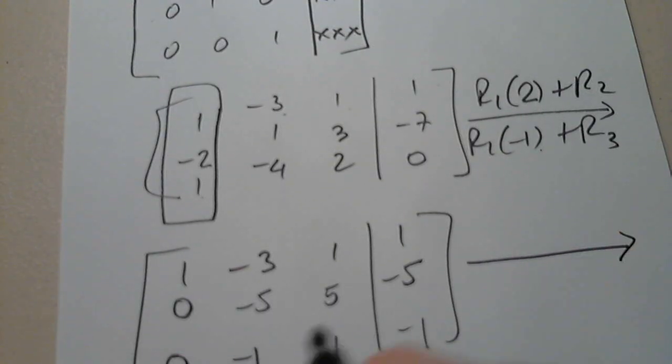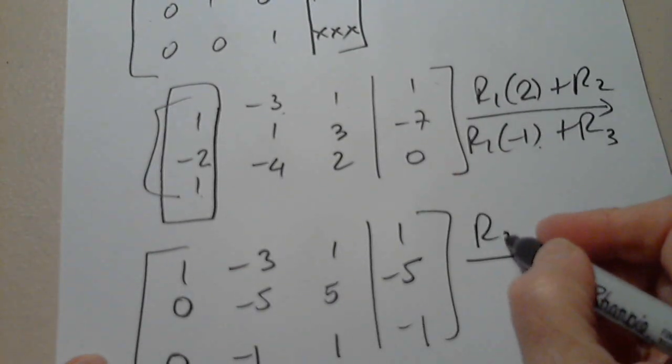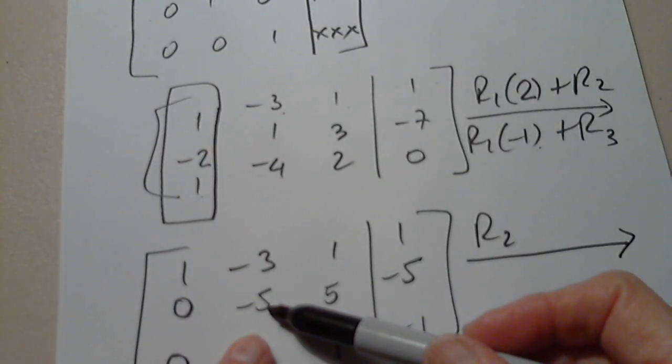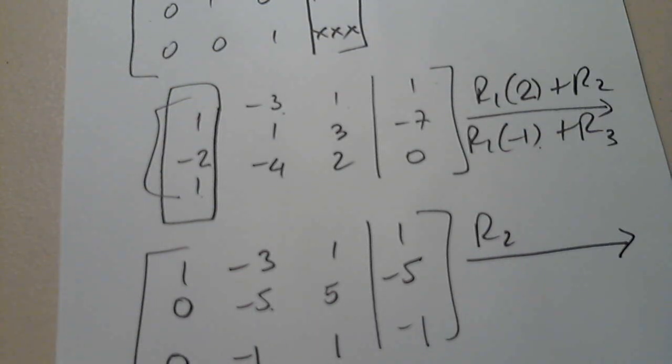Where is our next focus? Of course, now it's row 2 with something, as long as I have a 1 here. But I don't have a 1 there just yet. So what will be the next step? I need to obtain a 1 here. That's my next step. What do I need to do? So do we divide? Yes. What by what? Negative 5 by negative 5.